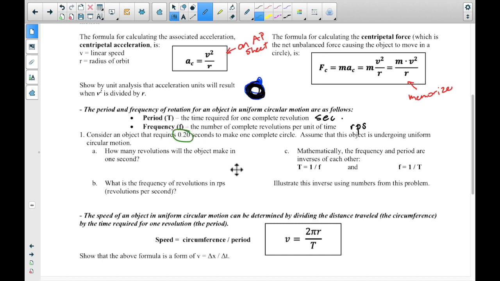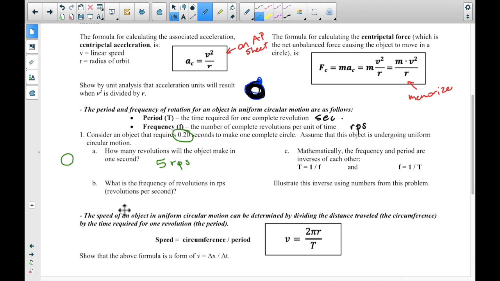If it takes 0.2 seconds to go around once, then how many times is it going to go around in 1 second? Hopefully you can see that that's 5 revolutions per second, because 5 times 0.2 would give us 1. And so that's 5 revolutions per second.